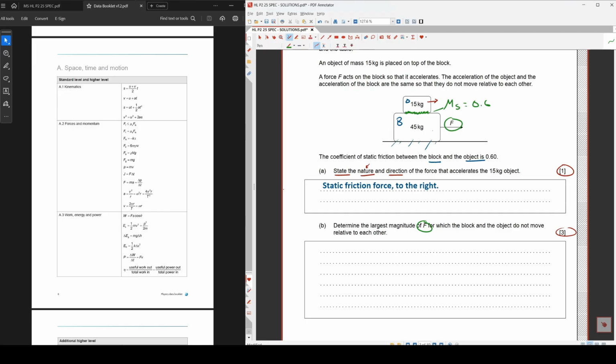Okay, there's a couple ways you could treat this. One way, and I think a good way to do it quickly, is this: whenever you got combined objects that are moving and accelerating together, you can usually get away with this. This is really like I have a 60 kilogram object and I'm just pulling it with force F. Like F is the net force on the whole system.